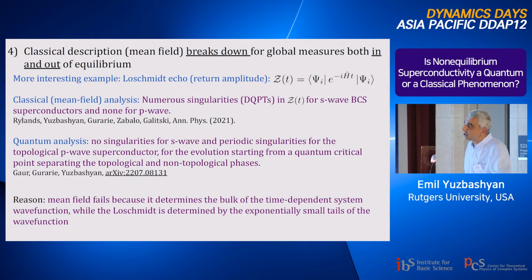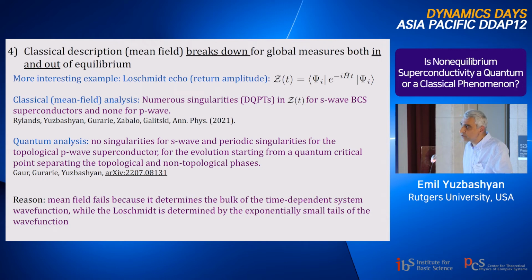A purely classical mean field analysis shows numerous singularities in the echo for S-wave BCS superconductors and none for P-wave. On the other hand, quantum analysis shows diametrically opposing results. It shows no singularities for S-wave and periodic singularities for the topological P-wave superconductor, for the evolution that starts from a quantum critical point at 0 chemical potential that separates the topological and non-topological phases.